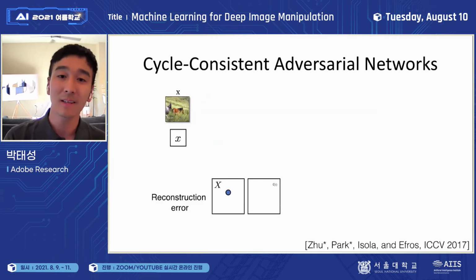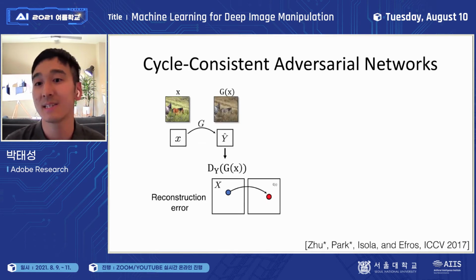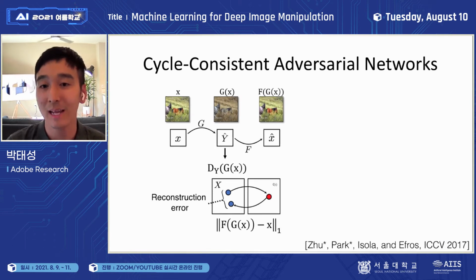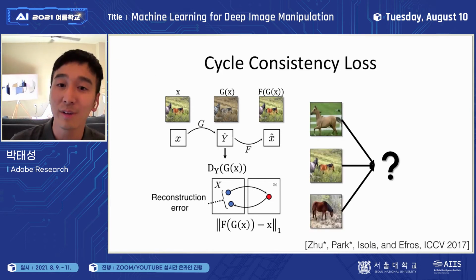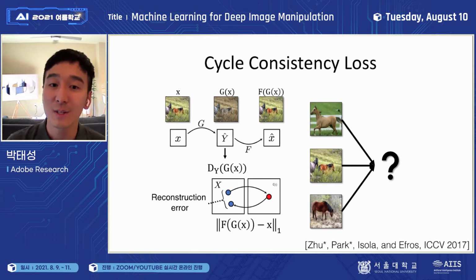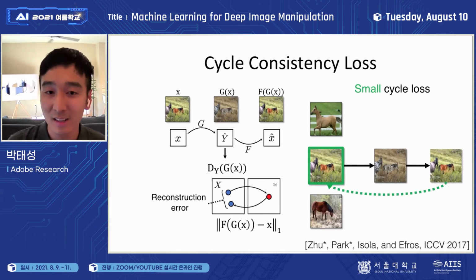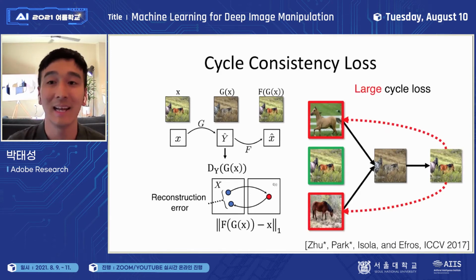In more detail, given an input horse image, we first apply the forward mapping to translate into the zebra domain. Then we apply inverse mapping to reconstruct the input horse image. We simultaneously optimize the forward and backward mapping to minimize the reconstruction error. This can help solving the correspondence problem because for the correct translation, the back translation has small cycle loss, while for incorrect translations, the cycle loss is going to be large.